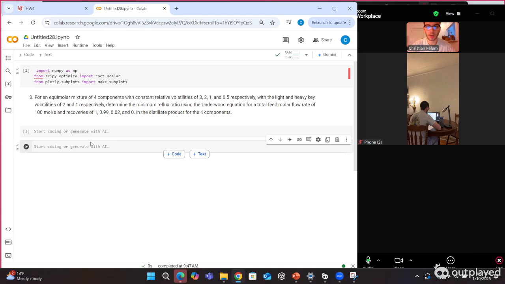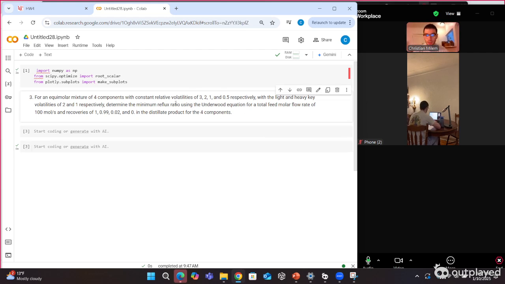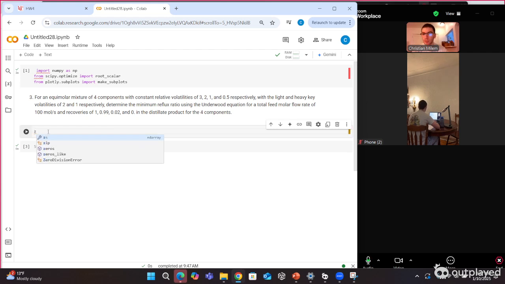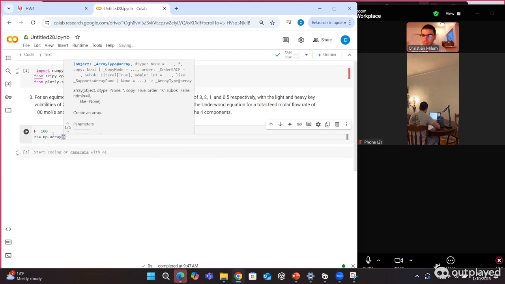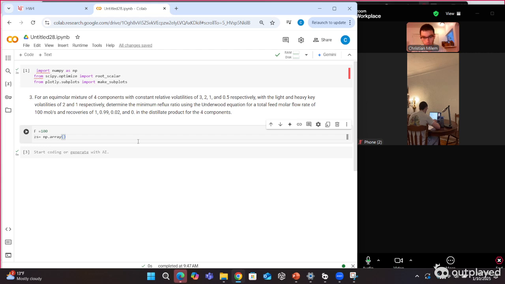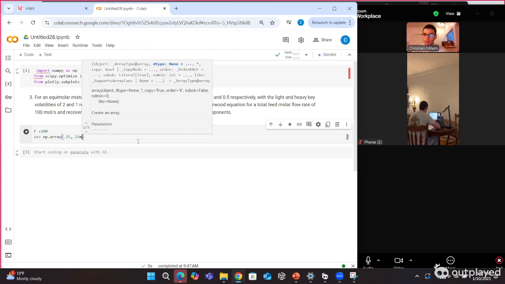So this is our last part, using our Underwood equation to find the minimum reflux ratio. Here's what we have going on. We have an equimolar mixture going into our feed, and our feed is 100 moles. That means we have an array of 4 components, and they're equimolar, so they're all 0.25.